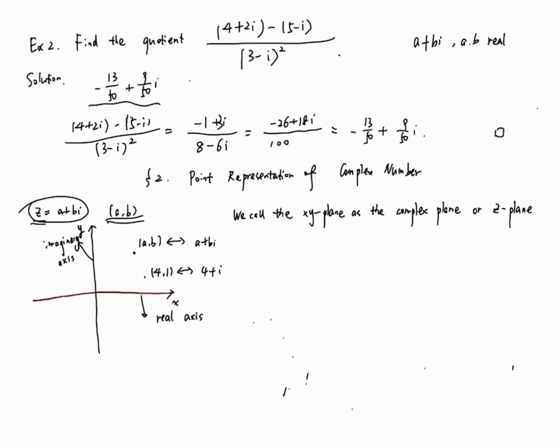Similarly, as for this y-axis, the numbers on this axis only have the imaginary part. So this axis can also be called the imaginary axis. So this is the point representation.